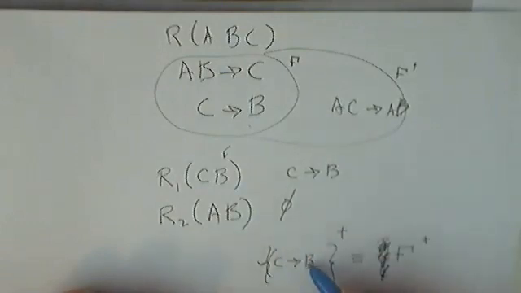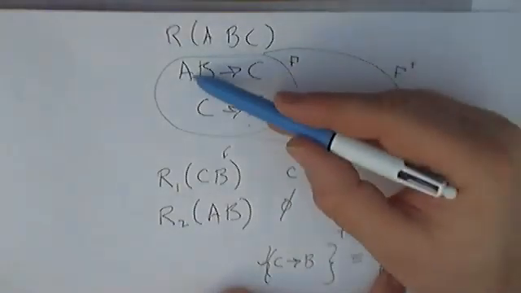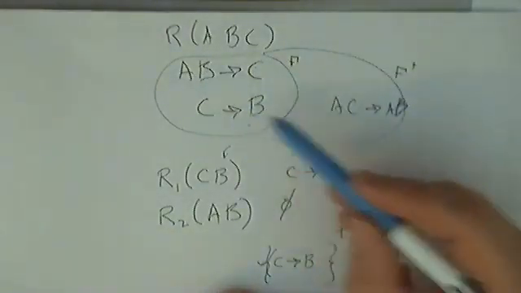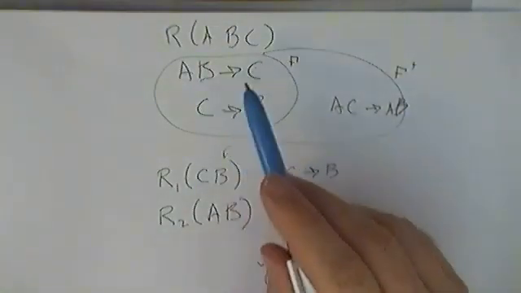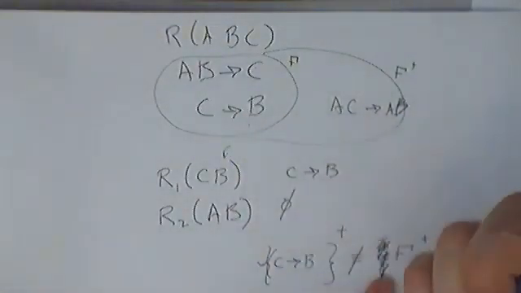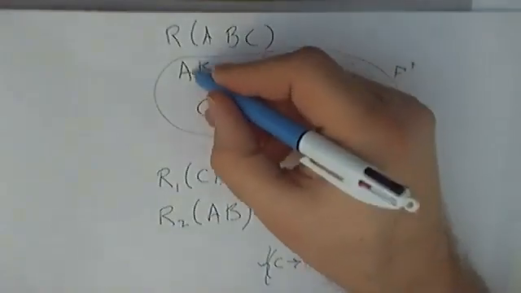So that's what this is going to equal: C goes to B and AC goes to AB, right? This right here, though, already equaled AB goes to C and C goes to B and AC goes to B. So they are not equal, right? They're not equal.